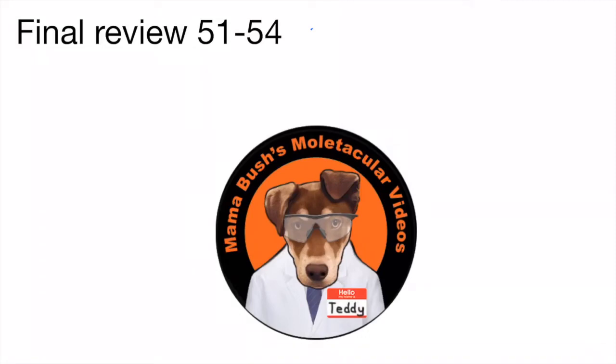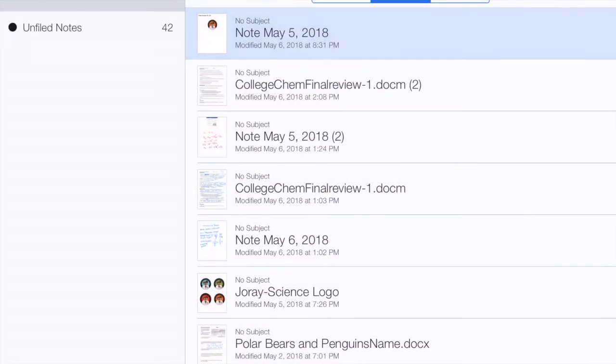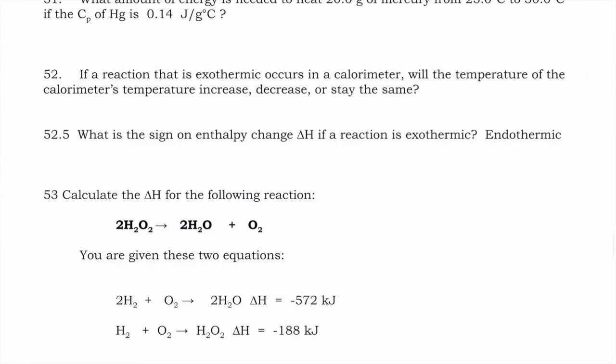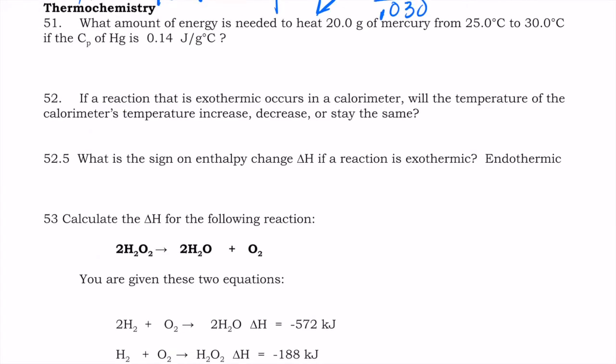And now we'll move on to questions 51 through 54. Now we're into thermochemistry, which actually is something that you all just got done doing, so you should all be experts at it. 51, we're looking at how much energy is required to heat something.